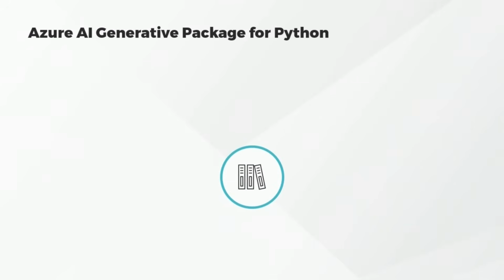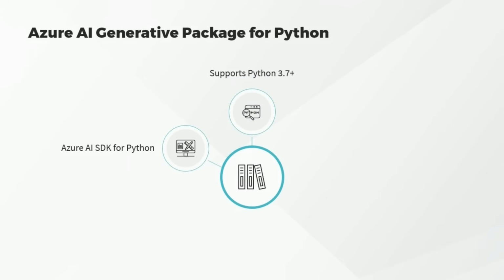Azure AI Generative Package for Python. This package is part of the Azure AI SDK for Python. It supports Python 3.7 and later versions, and it includes functionalities for building, evaluating, and deploying generative AI applications.